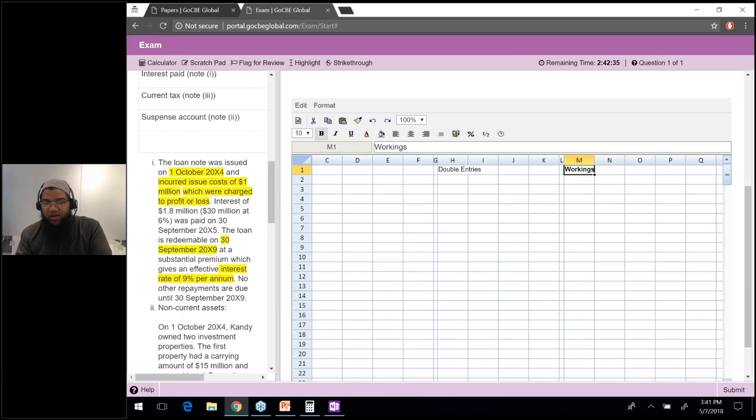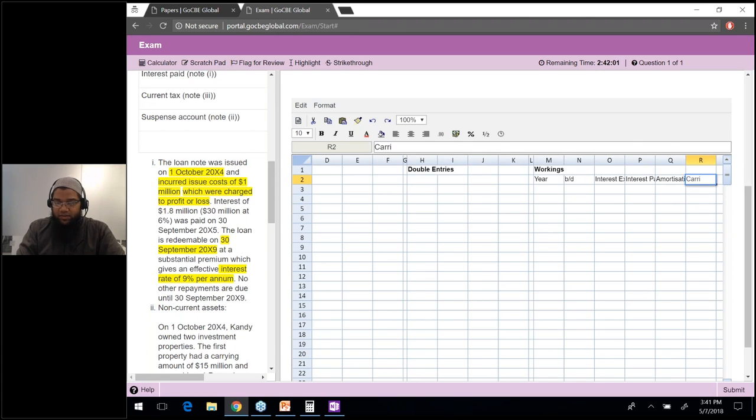I'm using Control B to make the text bold. Now, I'm preparing a table where I'm writing year, brought down, interest expense, interest paid, amortization, and then I'm writing the carried down.